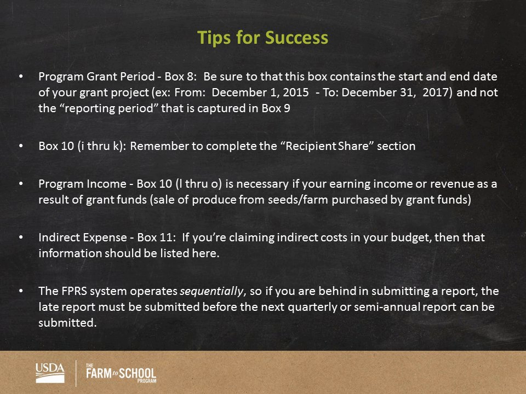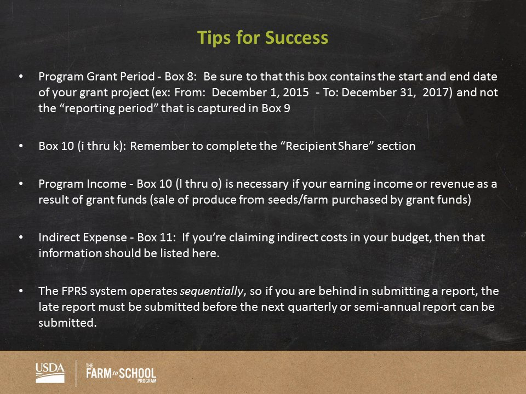Where you all would really need to pay attention is your report type. It's either going to be quarterly or semi-annual, and then your project period. Please always remember that your project period, which is box 8 on the financial report, is your start and end date. So box 8 will be the date that the grant was awarded on your grant agreement, which will be December the 1st, 2015 for everyone. And then whatever your end date is, it's going to be your to date.